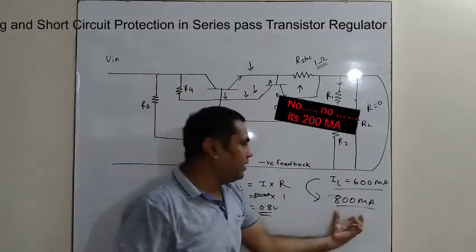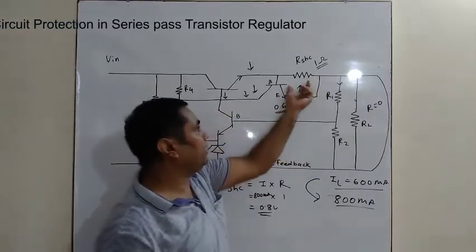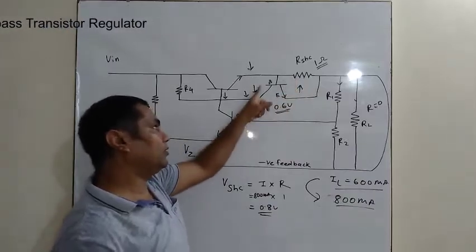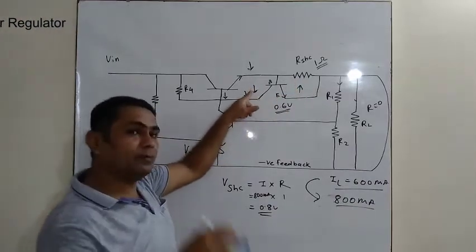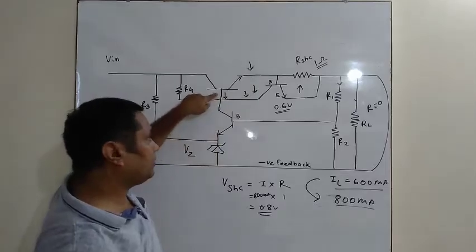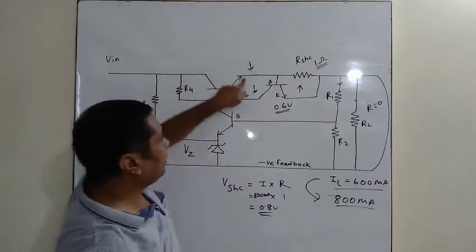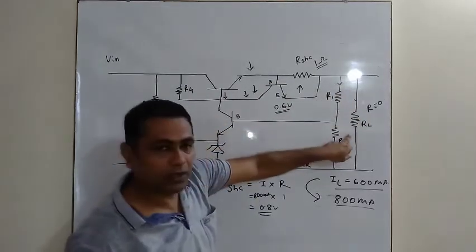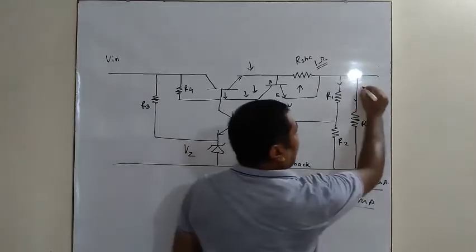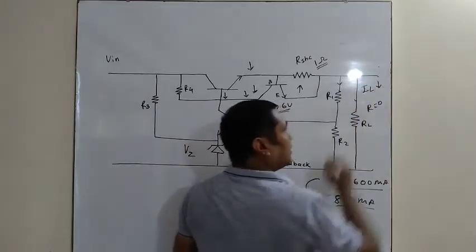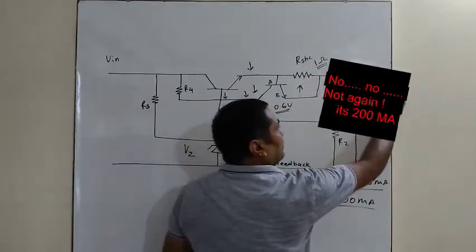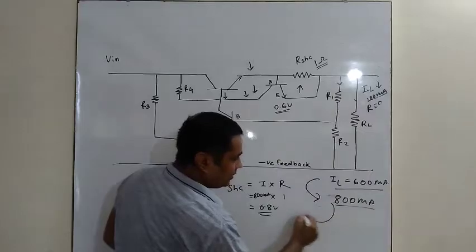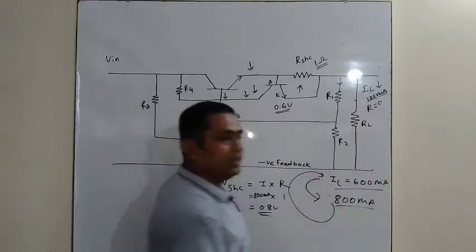The current increased by 100 milliampere, which increased the voltage by 0.2 volt. Here the voltage decreases, and the current will decrease in the same proportion. Here also the current will decrease, and here also the current will decrease. And this current is nothing but the same current which is flowing through the load resistor. So in this way, at the output, the load current will also decrease by 100 milliampere. So the 800 milliampere current is again set back to 600 milliampere.